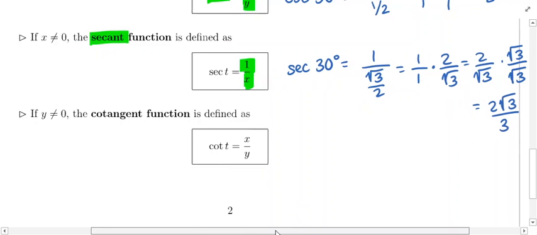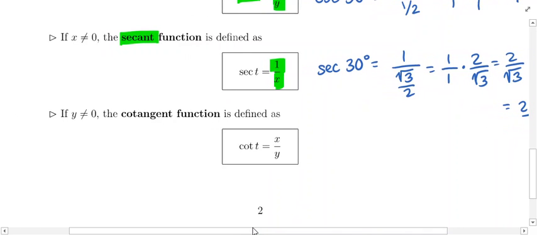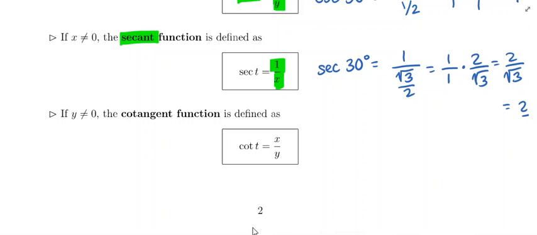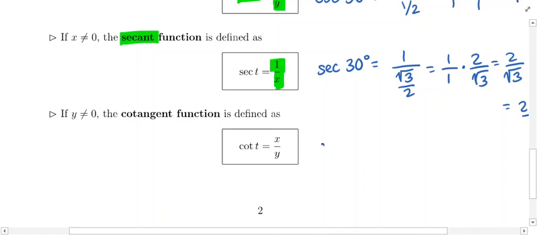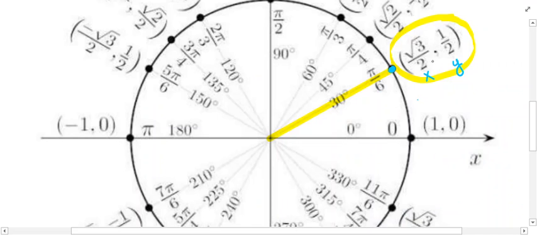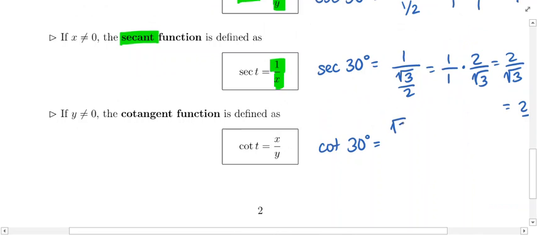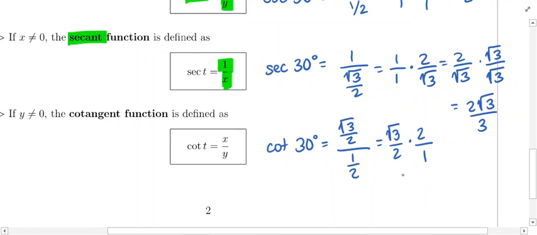Last one is cotangent. If y is not equal to 0, the cotangent function is defined as the cotangent of t equals the x-coordinate divided by the y-coordinate. The last thing I'll calculate is the cotangent of 30 degrees. We just put the x-coordinate over the y-coordinate, so it's square root of 3 over 2 divided by 1/2. Then simplify this. It's the square root of 3 over 2 times 2 over 1. The 2's cancel, and so the cotangent of 30 degrees is the square root of 3.